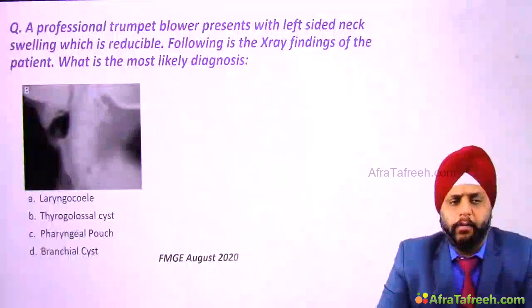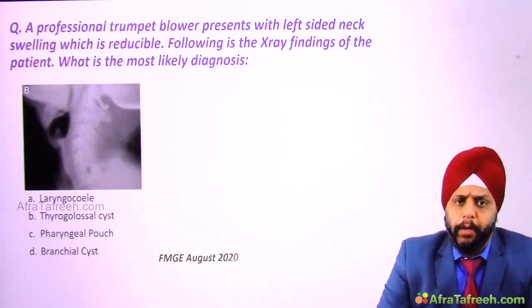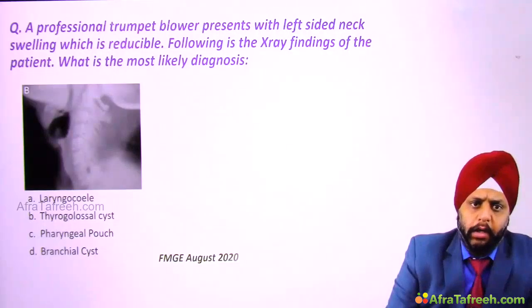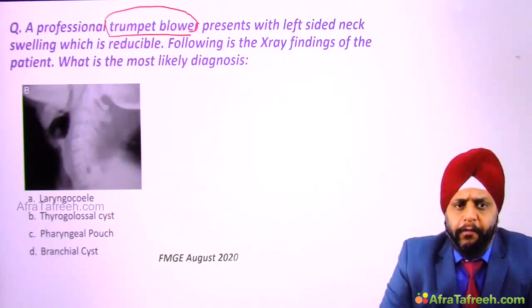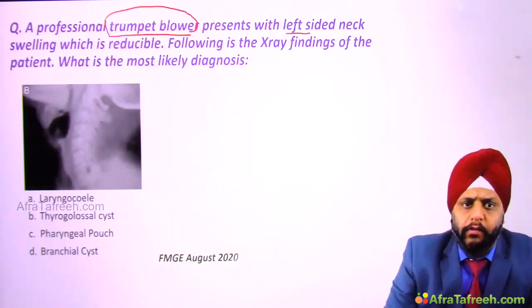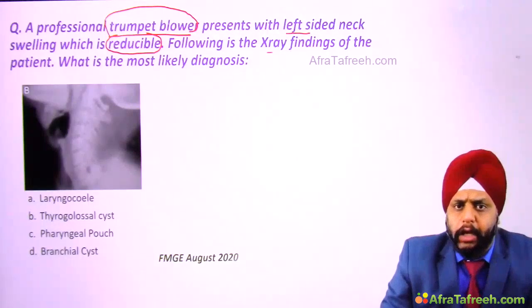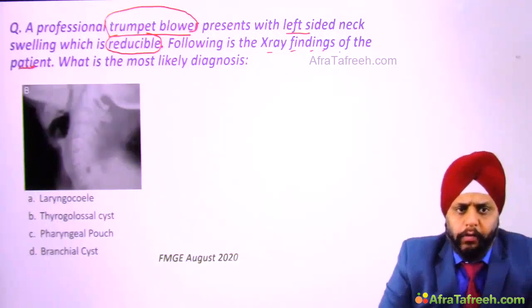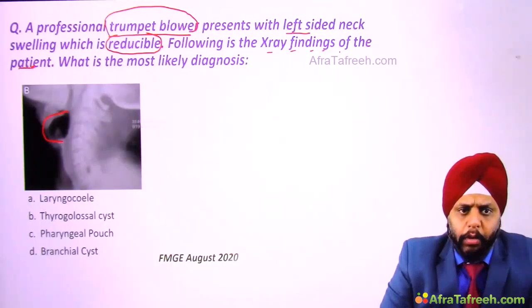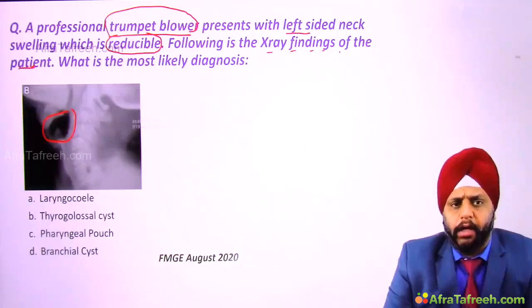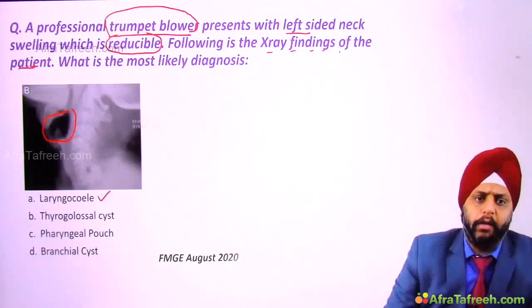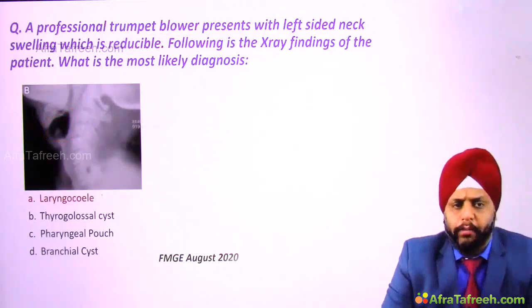Okay, so let's come to this question. A professional trumpet blower presents with a left-sided neck swelling which is reducible. The hint is given to you: professional trumpet player, reducible neck swelling. Following is the X-ray finding of the patient. You see over here, there is a lot of air in this X-ray. What is the most likely diagnosis? Answer is laryngocele. Right? So remember, laryngocele happens in professional trumpet players.